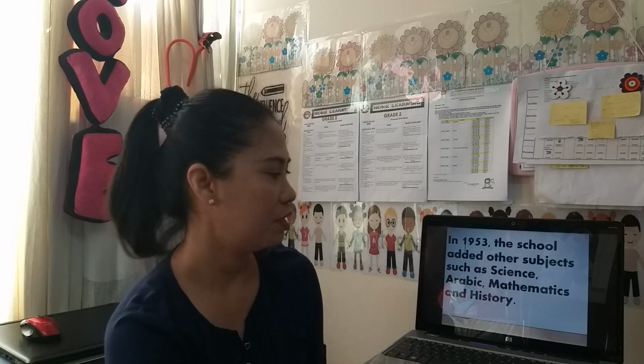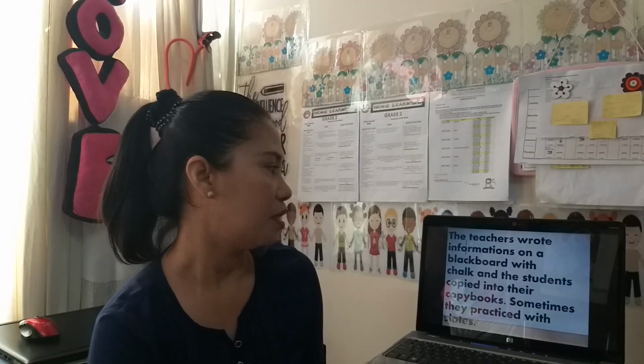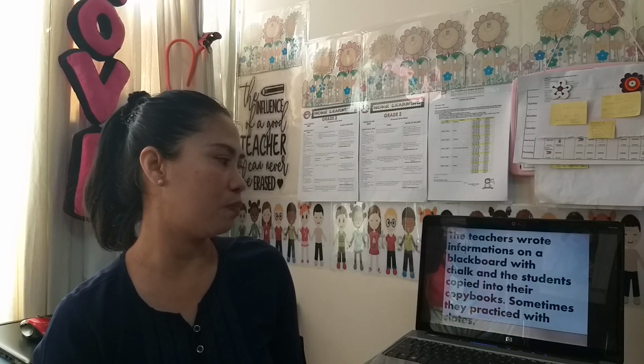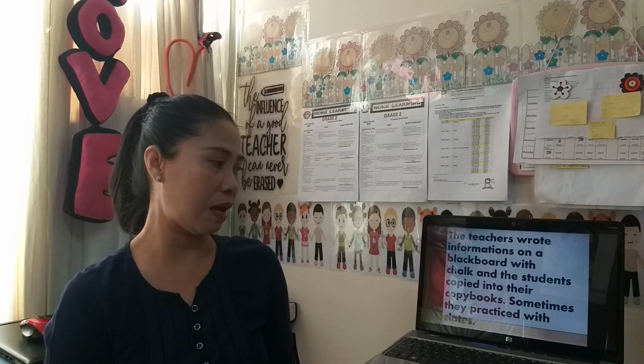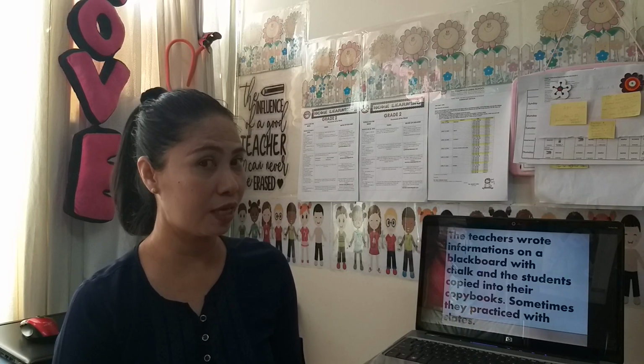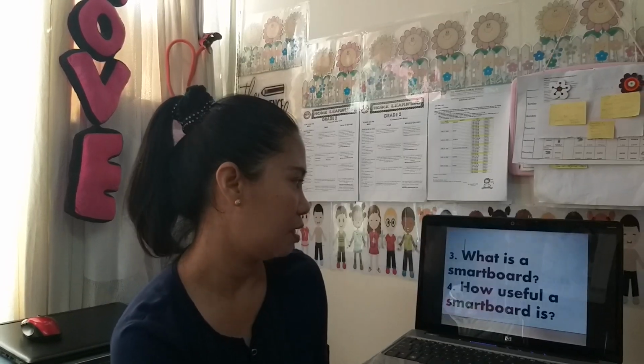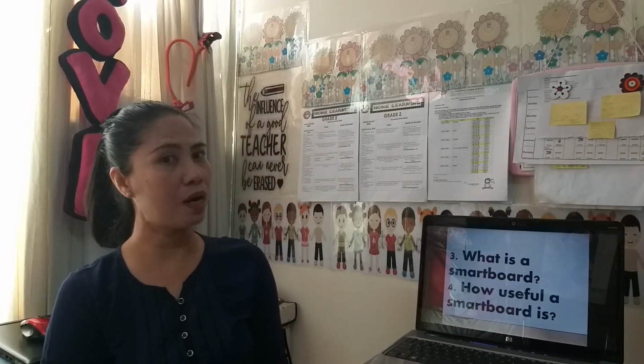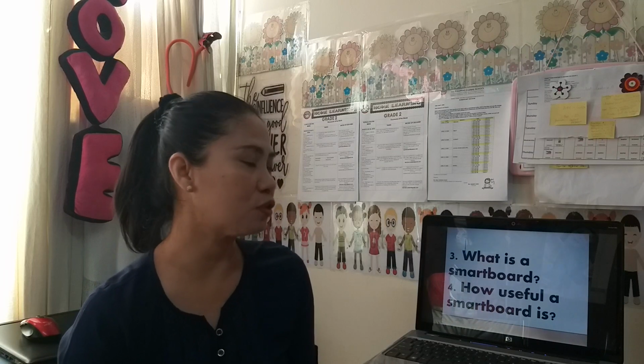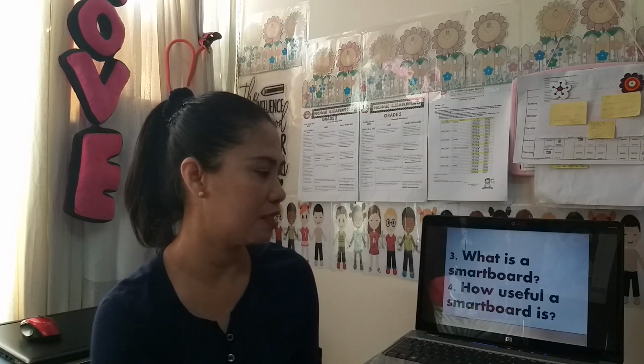Next, in 1953, the school added subjects such as science, Arabic, mathematics, and history. The teachers wrote information on a blackboard with chalk and the students copied into their copybooks. Sometimes they practiced with slates. Next question. What is a smartboard? And how useful is a smartboard?